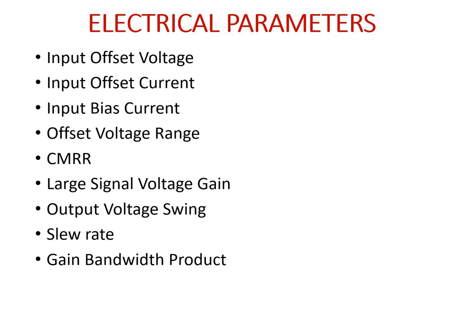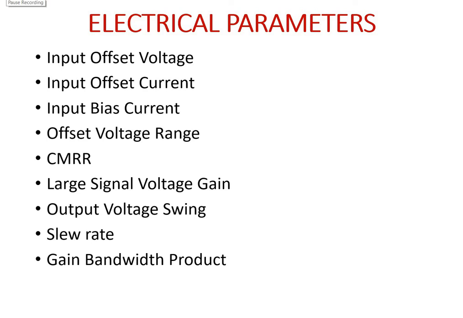Now we will see the electrical parameters of operational amplifier. Here some important electrical parameters are discussed. First is the input offset voltage. The input offset voltage is the voltage that must be applied between the two input terminals of the operational amplifier to null the output. Second one is input offset current. Input offset current is the difference between the currents into the two input terminals. It should be as small as possible.